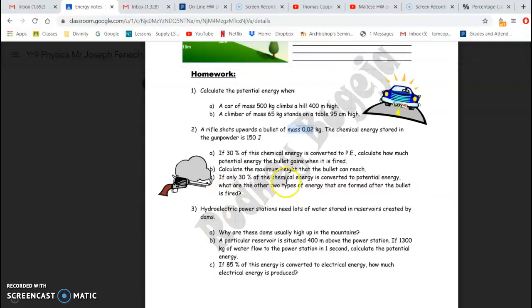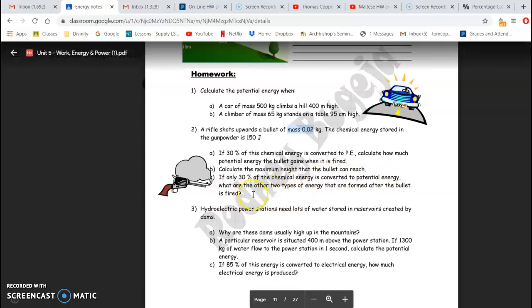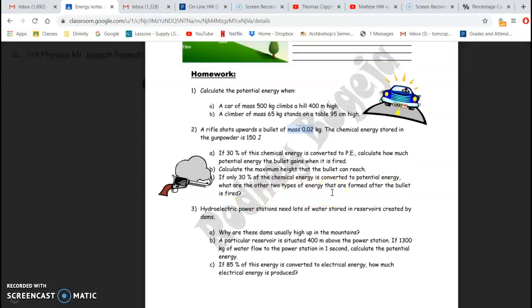Now, if only 30% of the chemical energy is converted to potential energy, what are the other two types of energy that are formed after the bullet is fired? What are the two types of energy? You have potential energy. Now, if the bullet is moving, what kind of energy is that? Remember the name, it starts with K? It's kinetic energy. And what else? Do you think the bullet is hot? Yes, it is. So the two other types of energy are kinetic energy and heat energy.